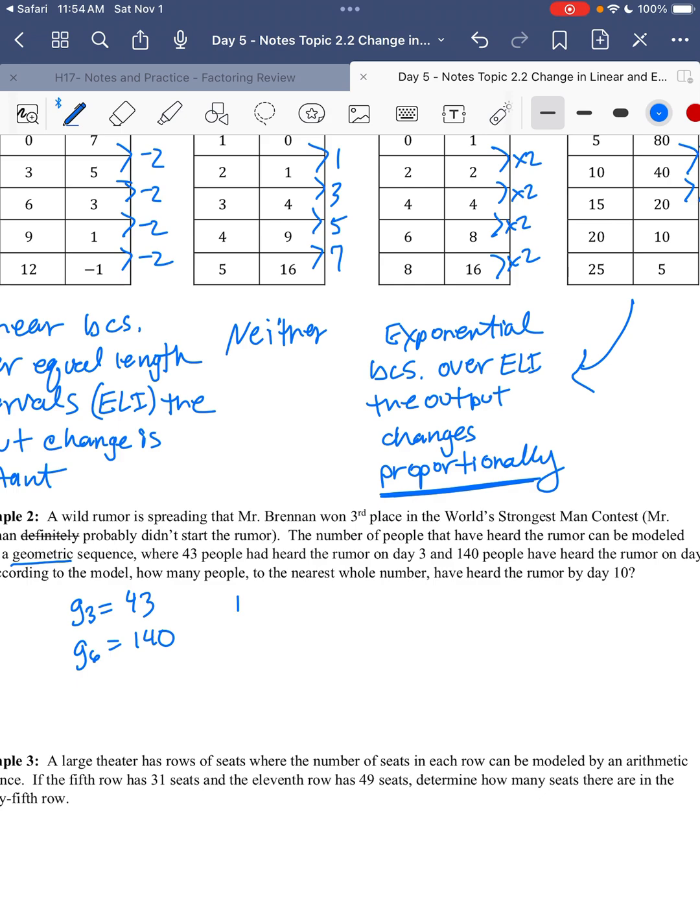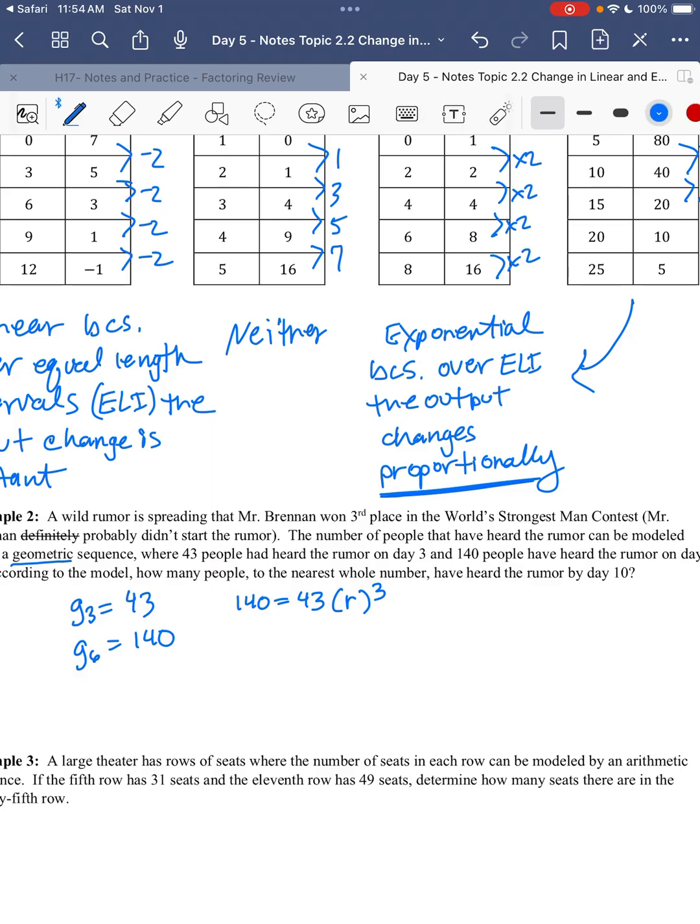So remember, I used my later one, 140 equals 43, and then the R value must have been used 6 minus 3 times. It must have been used 3 times because I went from 3 to 6. So usually up here I would put like 6 minus 3, but I know that that's 3, right?